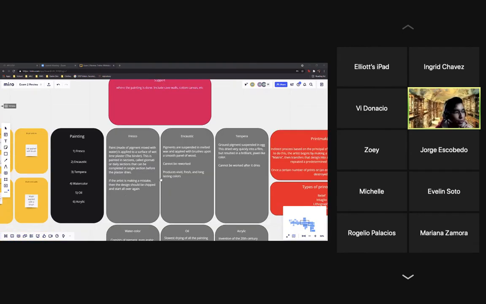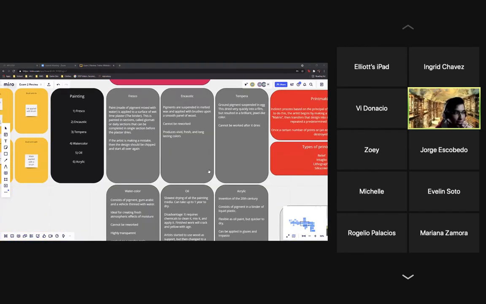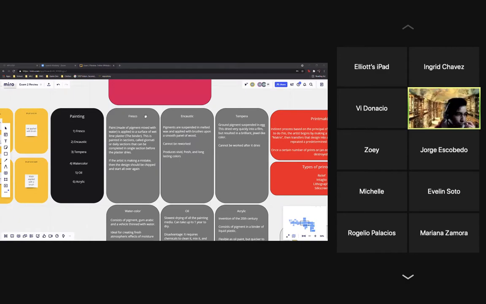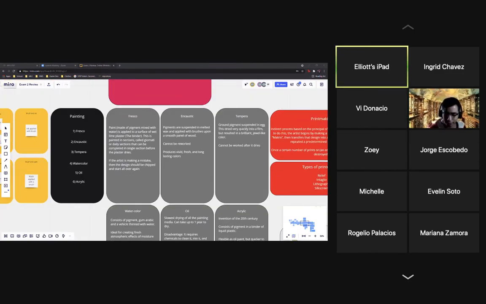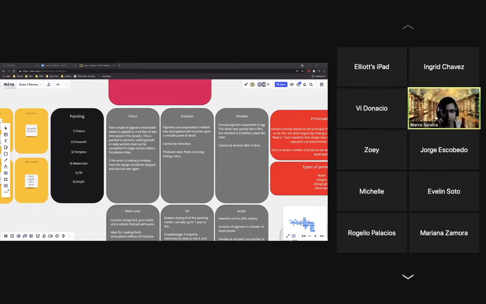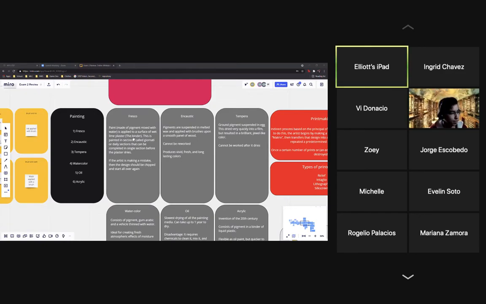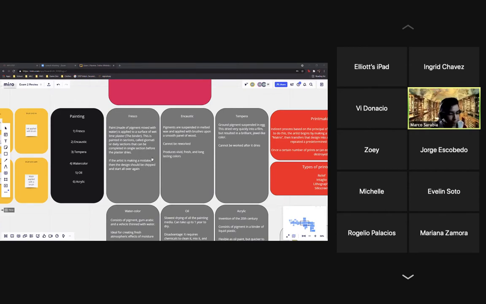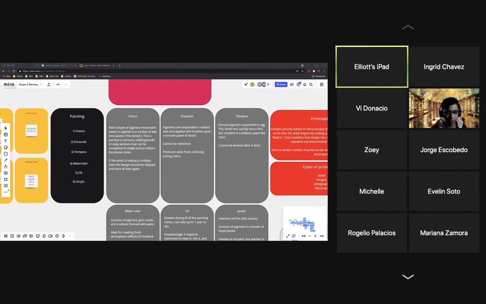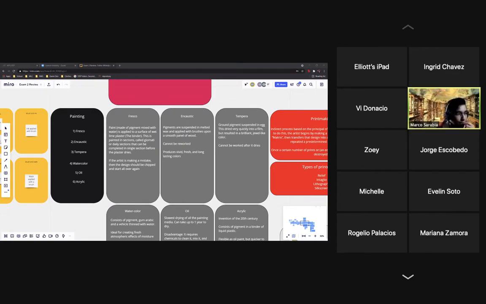Now let's go to the different types of paintings. Zoe, would you like to read the first one? You don't care who does? Yeah, I don't mind. It can be anyone. Let's see here. Here on the fresco one. Okay. Paint made of pigment mix. That's fresco. Yes. You just want me to read it? Yeah.